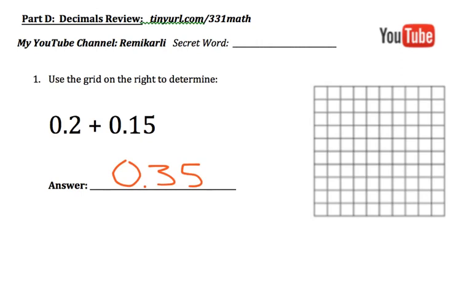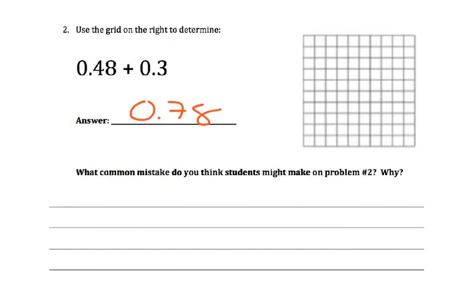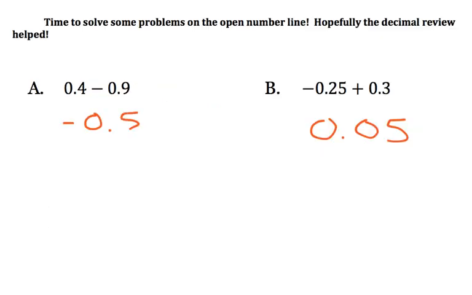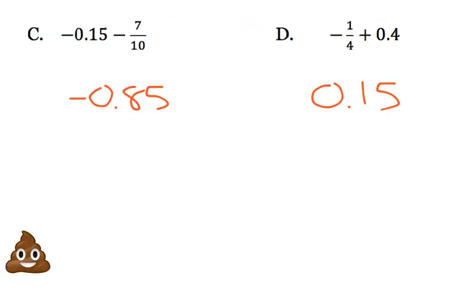35 hundredths for number 1. 78 hundredths for number 2. A is negative 5 tenths. B is 5 hundredths. C is negative 85 hundredths. D is 15 hundredths. And finally, your secret word is a poop emoji. So have fun drawing that. But please stick around if any of that was confusing. Let's go over this.